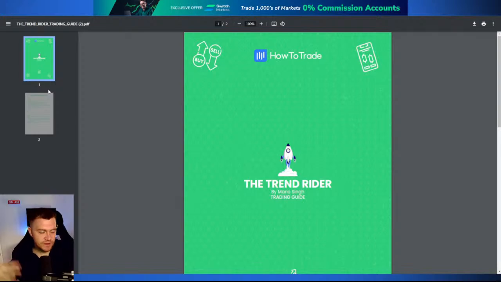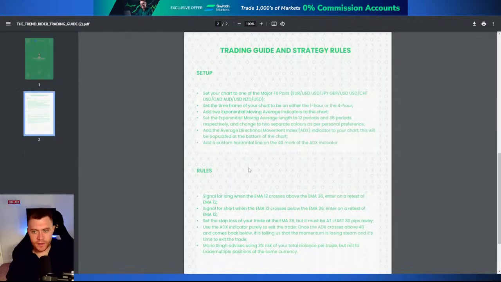But I assume, because I've done this a few times, that most people know how the strategy works. If you don't know how the strategy works, it's really simple. We set our chart to one of the major FX pairs.